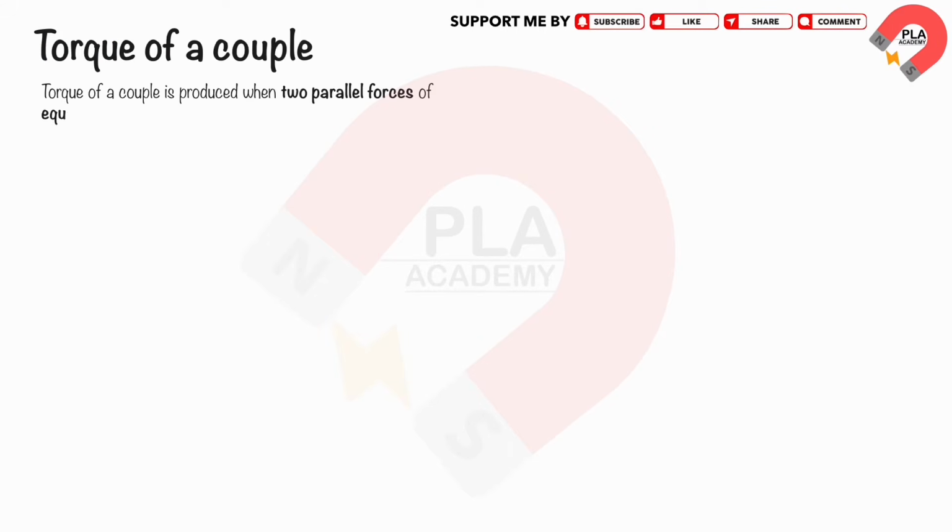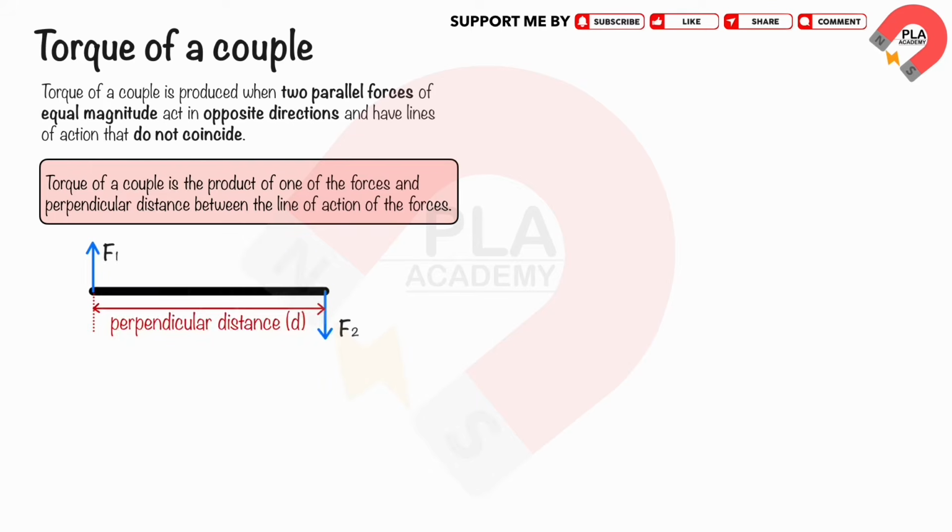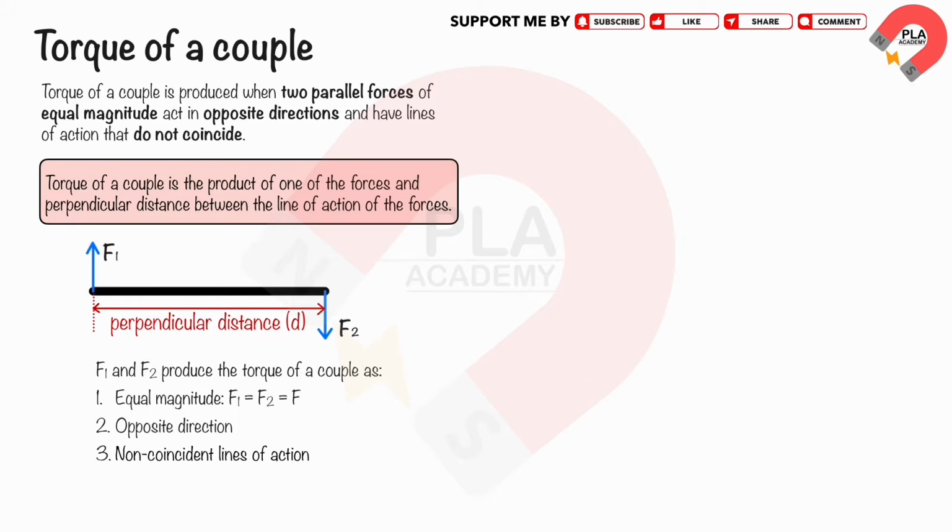Torque of a couple. Torque of a couple is produced when 2 parallel forces of equal magnitude act in opposite directions and have lines of action that do not coincide. Torque of a couple is the product of one of the forces and the perpendicular distance between the lines of action of the forces. When the force F1 and force F2 act on the rod, as shown, the 2 forces produce the torque of a couple if they are equal in magnitude, opposite in direction, and have non-coincident lines of action. So, the torque of a couple is one of the forces F times the perpendicular distance d between the 2 forces.